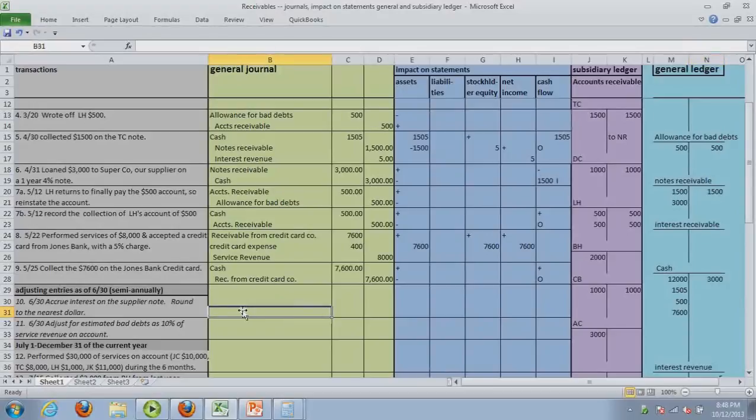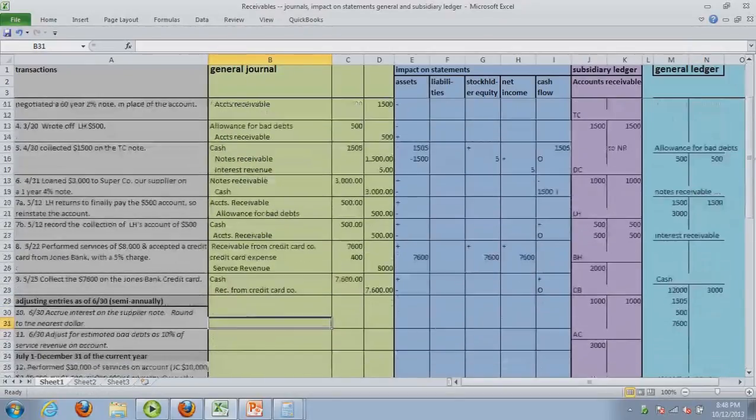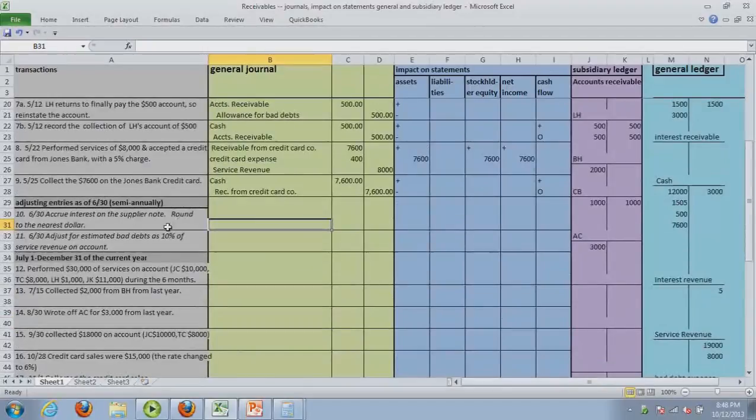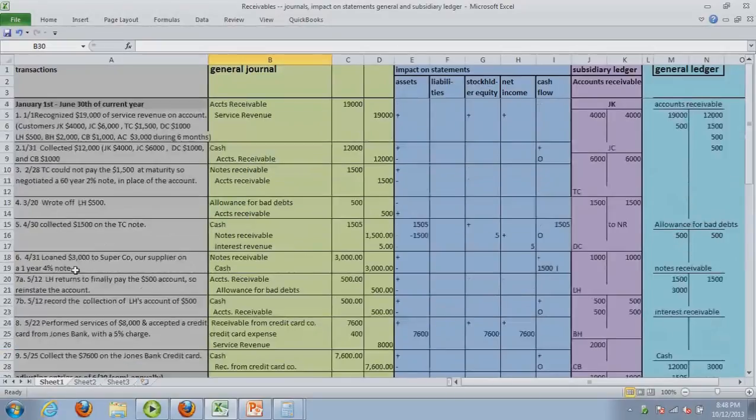So now we're at the end of the period. That's hard to imagine. You're probably saying, thank goodness. Accrue interest on the supplier note. The one note we collected, which was good news, but the supplier note is the one that's from Super Supply Company. I think it's right up here. Loan $3,000 to Super Company, our supplier. So it's a 1-year 4% note.